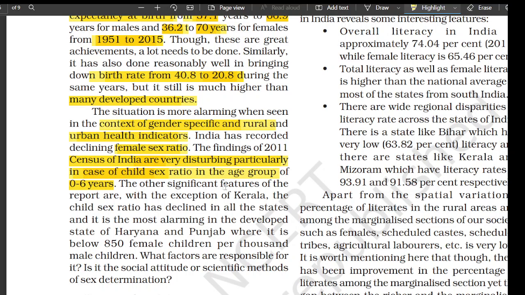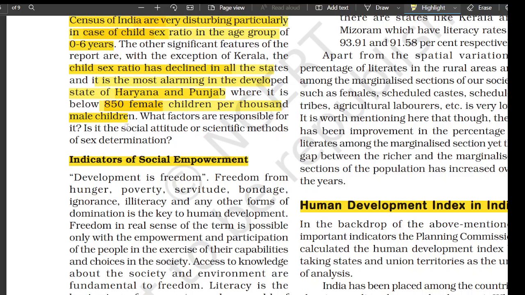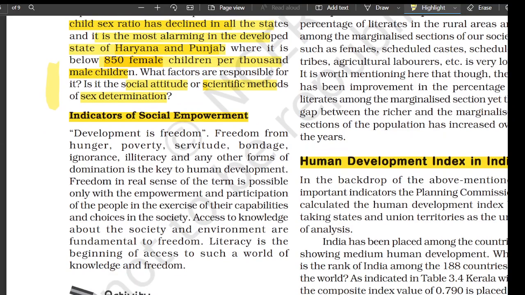The other significant features of the report are, with the exception of Kerala, the child sex ratio has declined in all the states, and it is the most alarming in developed state of Haryana and Punjab, where it is below 850 female children per thousand male children. What factors are responsible for it? Is it the social attitude or scientific methods of sex determination? This is the question that we should answer, and we should practice for this question as well.